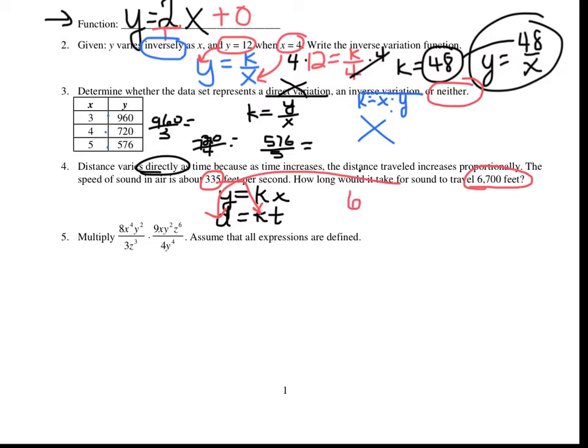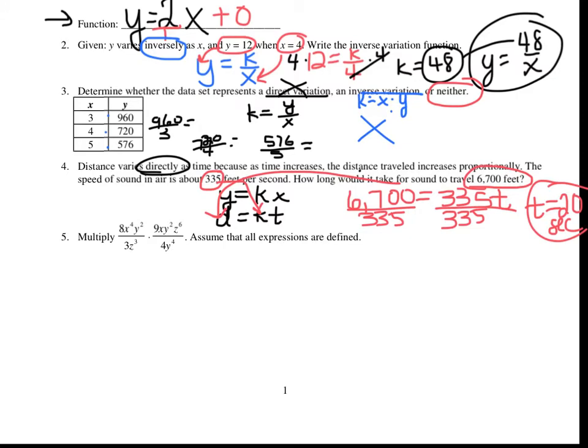So we'll have 6,700 equals 335t. And then you just solve that for t by dividing both sides by 335. And the time equals 20 seconds.